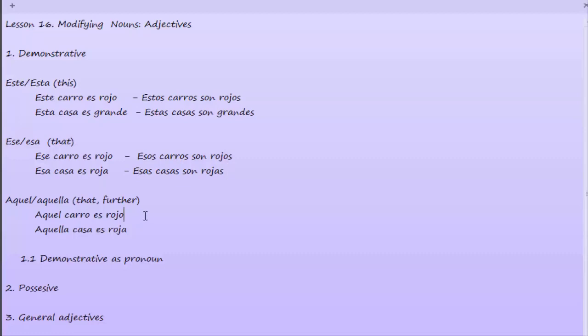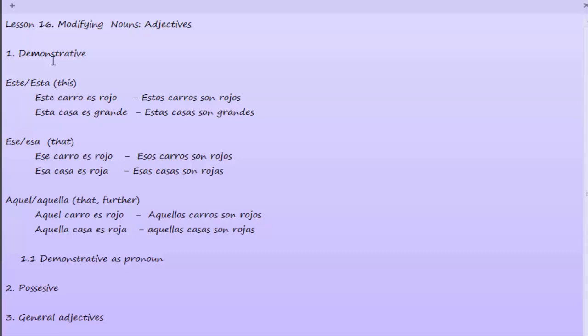Additionally, if we wanted to use aquel or aquella, the plural version, we would have to say aquellos carros, that remember are even further. Aquellos carros son rojos, and aquellas casas son rojas.